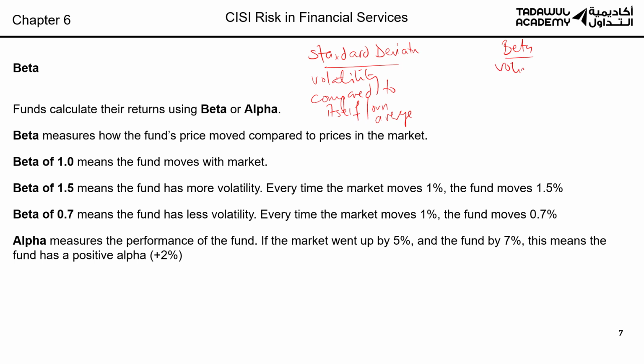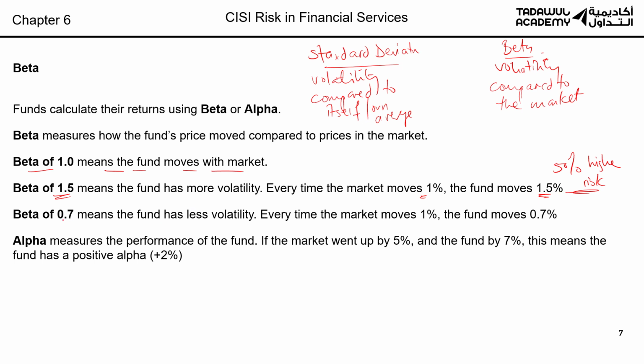Beta is a second measure of risk. It also measures volatility or sensitivity, but not compared to yourself or to your average, but compared to the market. So if you have a beta of 1, it means that this investment or this fund or this stock moves with the market, has the same price volatility as the market. A beta of 1.5, it means you are more volatile than the market. You have a higher risk than the market. If the market moves 1%, you will move 1.5%. It means you are 50% higher risk than the market.